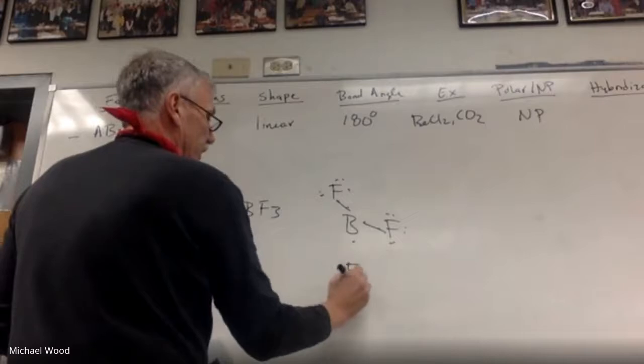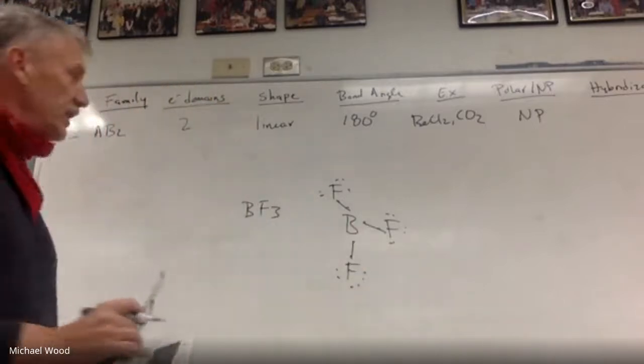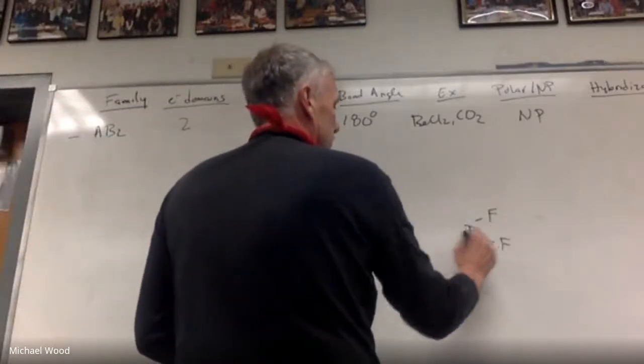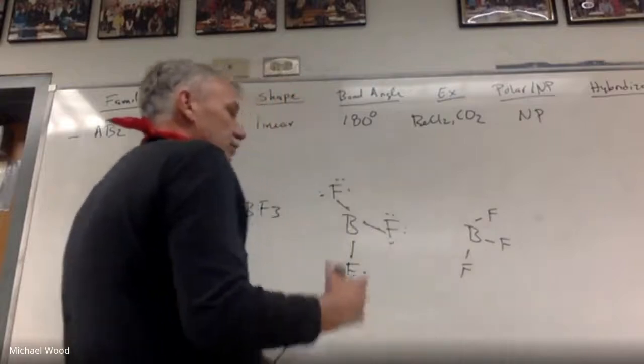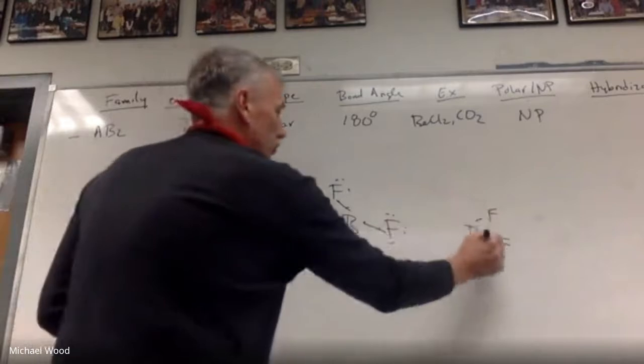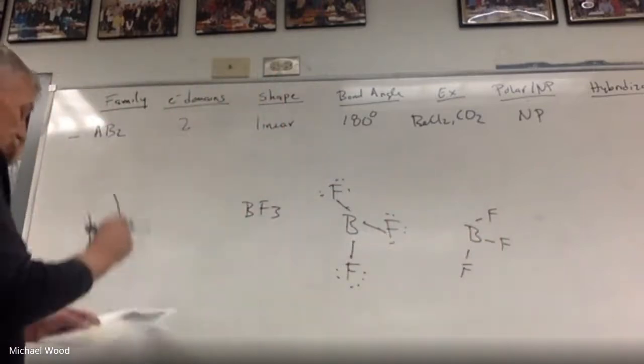So again, the whole point of dot structures is to figure out how many electron domains there are. If I clean this up a little bit, it looks like this. And again, boron is one of those exceptions. So this has 1, 2, 3 electron domains. AB2 is the only one that's going to have 2 electron domains.